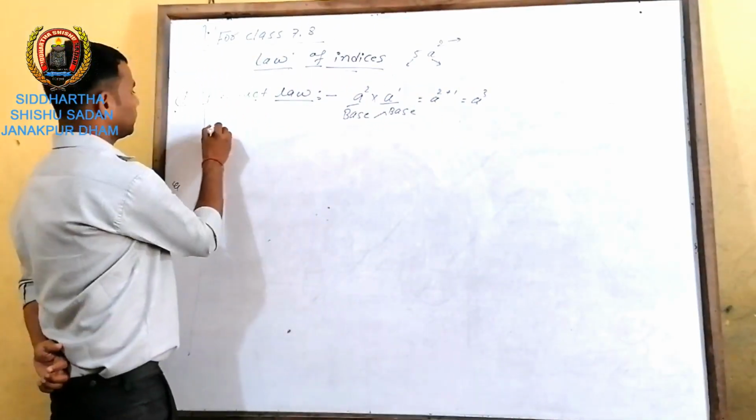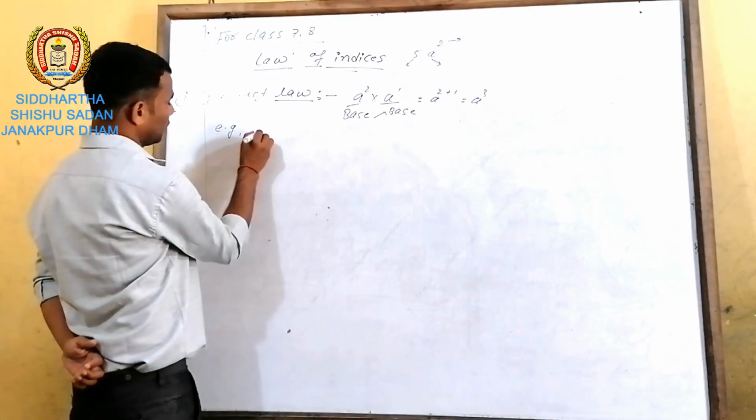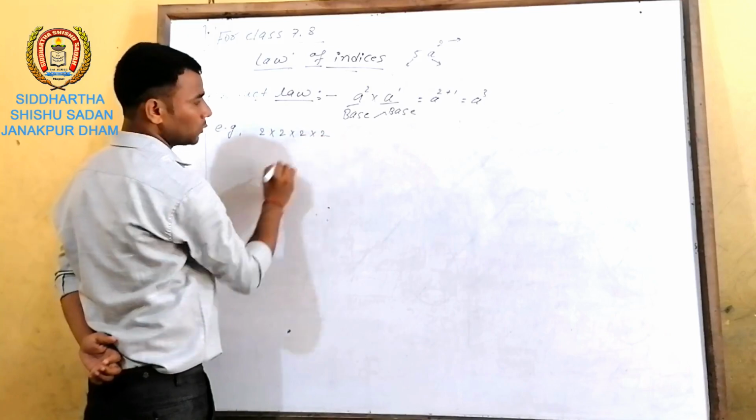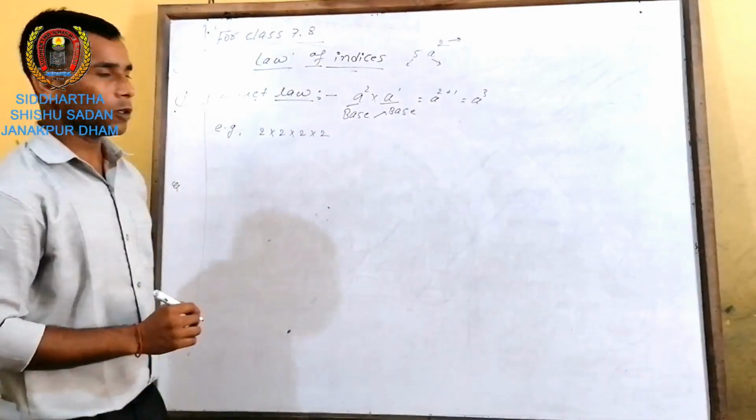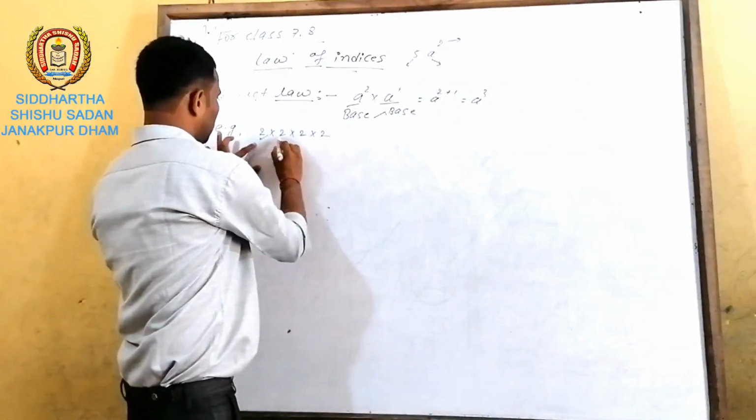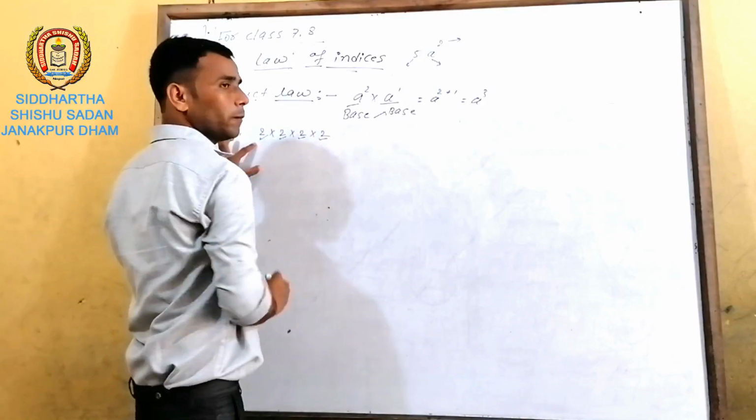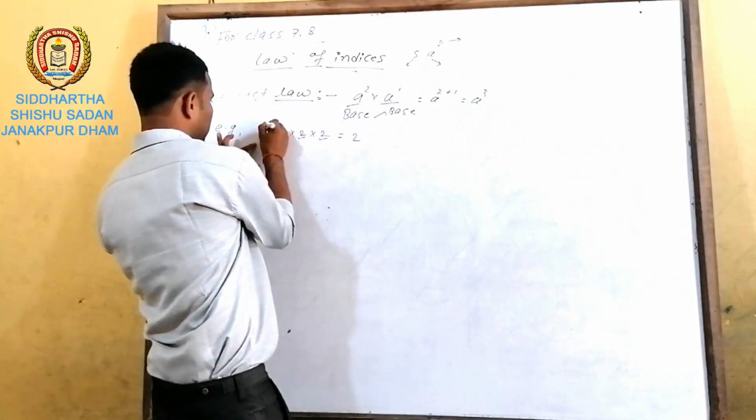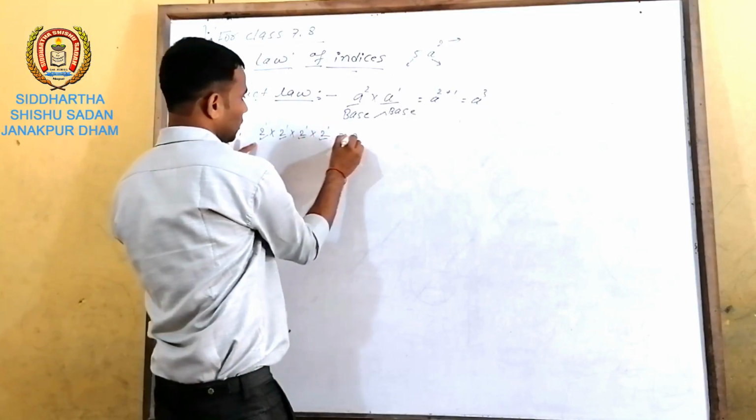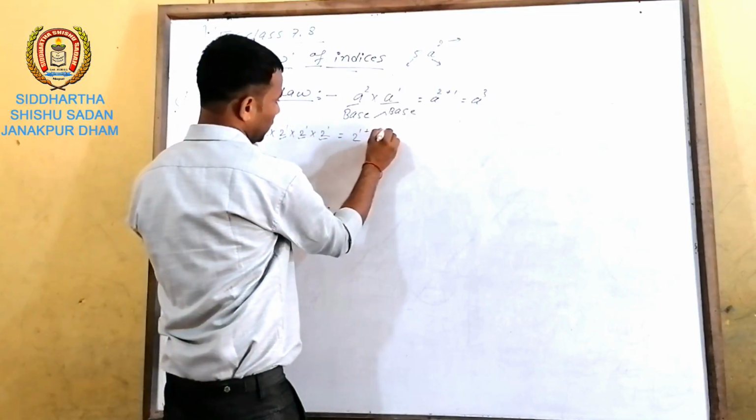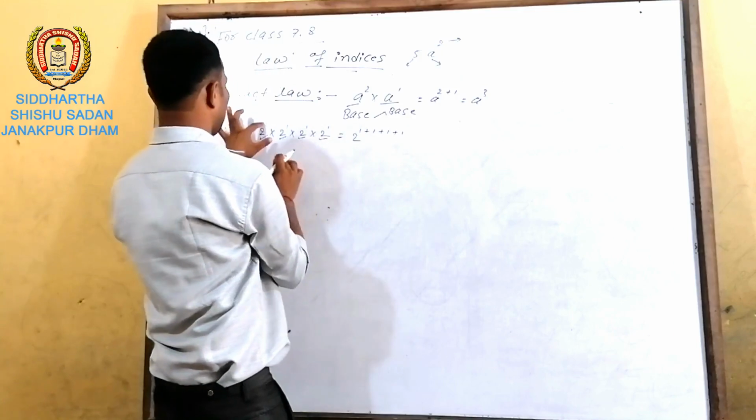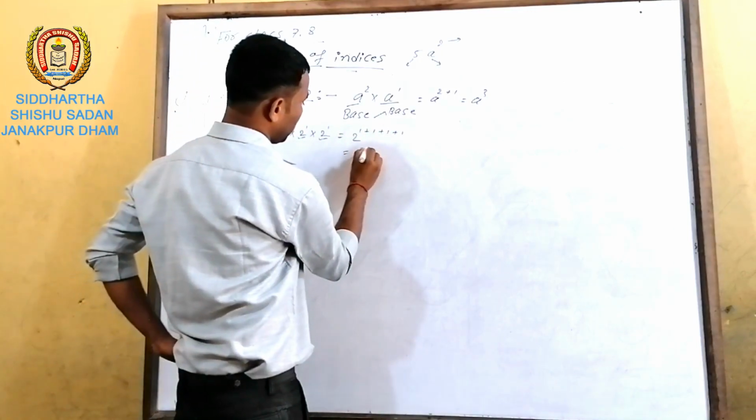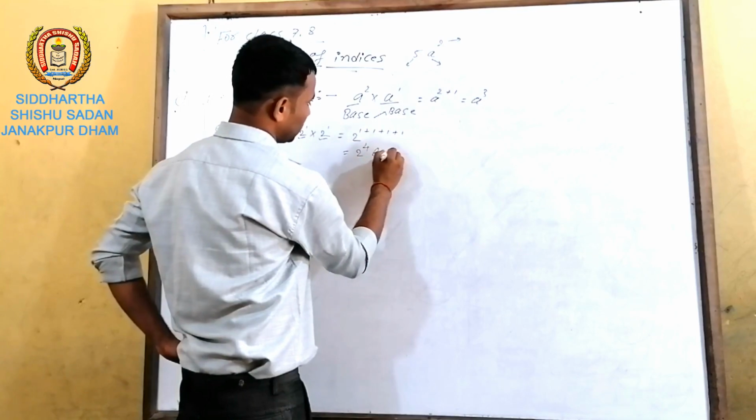Product law, another example. Suppose 2 multiplied by 2 multiplied by 2 multiplied by 2. Here also the base is the same, all 2, so the power is added. Nothing written means one power, so 1 plus 1 plus 1 plus 1, 1 2 3 4, gives 2 to the power 4.